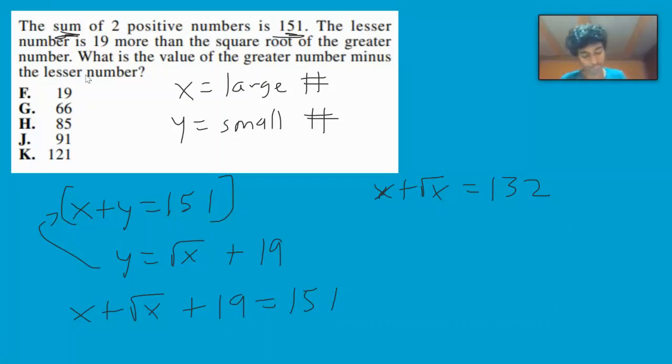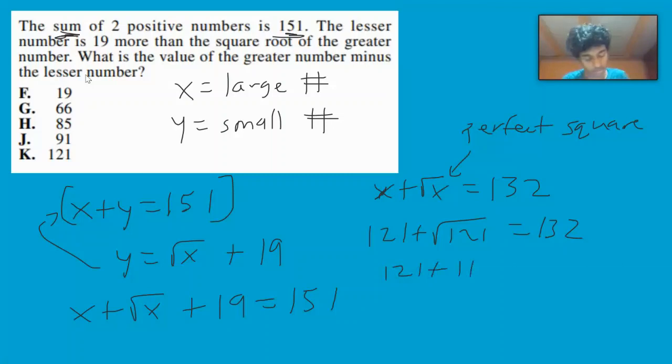Since we have this square root here, x has to be a perfect square. So I would recommend trying different perfect squares till we get that x plus the square root of x is 132. If you try 121, we get that 121 plus the square root of 121 is equal to 132, and 121 plus 11 is in fact 132. So therefore, x is equal to 121.